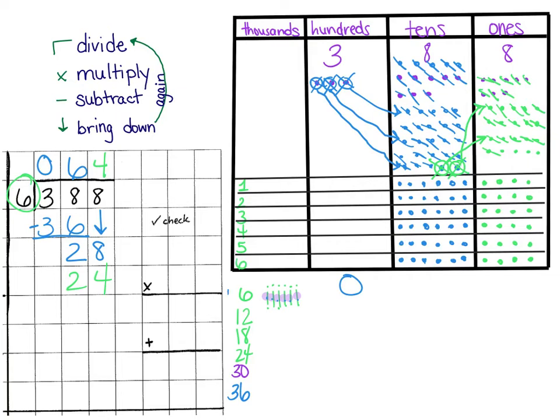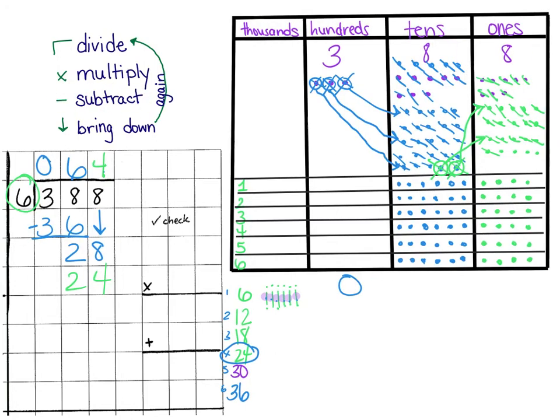So, 6 times 1, 6 times 2, 6 times 3, 6 times 4, 6 times 5, and 6 times 6. 4 times 6 is 24. That's how we got that. Then we subtract. 28 minus 24 is 4. And here is our 4 right here that's left over. We can't take it over into the decimals right now. We can, but we're not going to. So we're just going to say we have a remainder of 4.